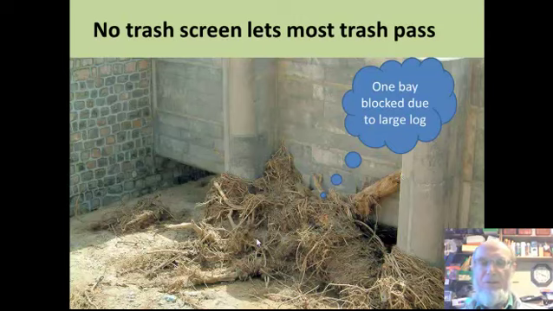Now, one option is not to provide trash screens at all, but let the trash go through the intake. This will work a lot of the time, but in this particular photograph, which was taken after an exceptionally large flood, we can see that one of 3 bays on the head regulator is actually blocked by trash, and it starts because one big branch gets trapped across the bay, it cannot go through, and then that starts to trap other material. But under normal medium-sized floods, blockage does not occur.